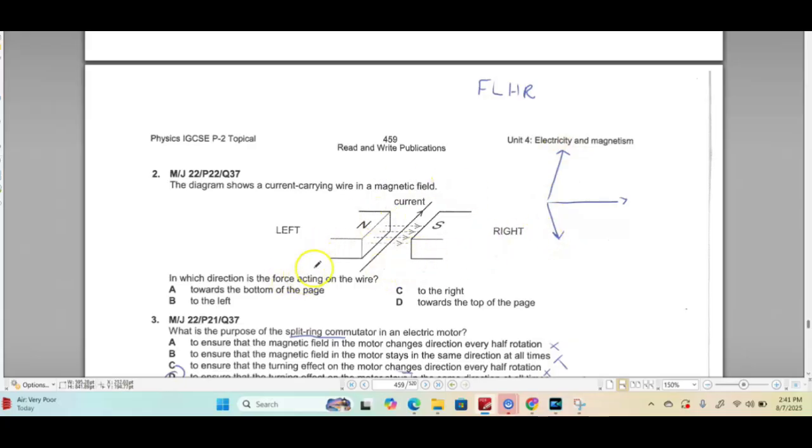So in which direction is the force acting on the wire? Force is represented by our thumb, magnetic field is represented by the first finger, and current is represented by the second finger. The force is being represented by the thumb, and it points in the downward direction. So it means towards the bottom of the page. Yes, this is the correct answer.